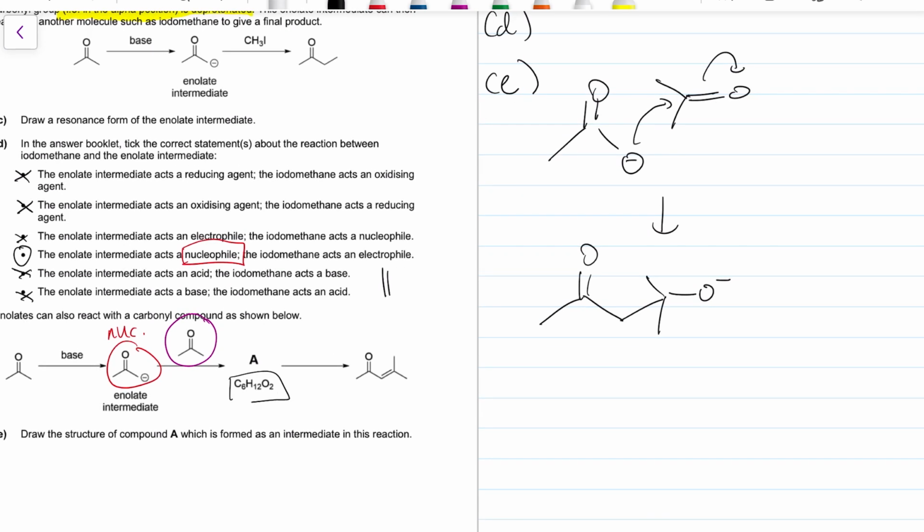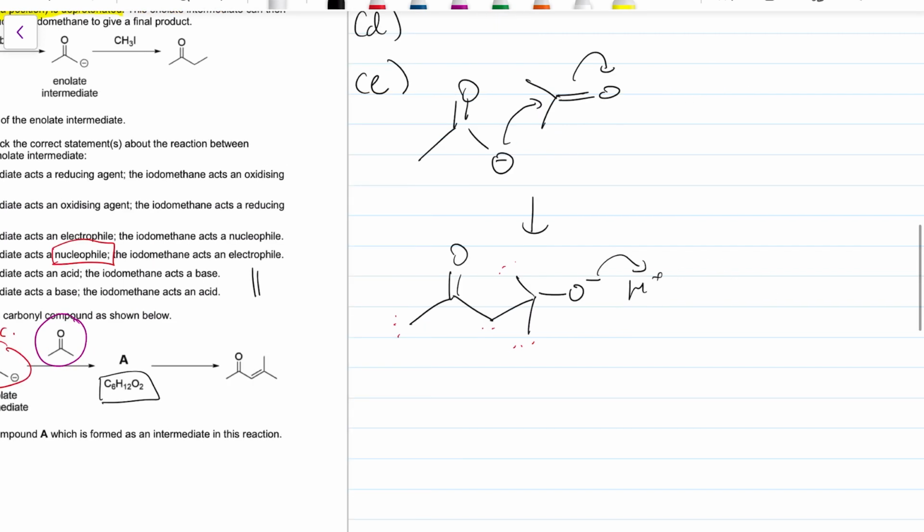If we look at the molecular formula C6H12O2, and count the number of hydrogens, 1, 2, 3, 4, 5, 6, 7, 8, 9, 10, 11, we need another one, so the obvious choice is we're going to protonate this oxygen to form A as this molecule here.